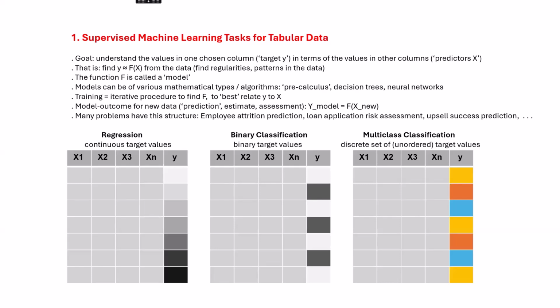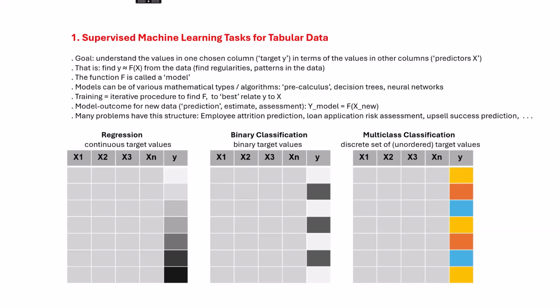Okay, so let me briefly start this page again. You have tabular data. There may be one column of particular interest in these tabular data, and you may want to understand the values in this column of interest in terms of the values of the other columns. If the rows describe employees, the column of interest could describe whether this employee has left the company, or if the rows denote loan applications, the column of interest could tell you whether this loan was defaulted on, etc. So you basically want to find a function that maps the other columns onto the column of interest, and this function is called a model.